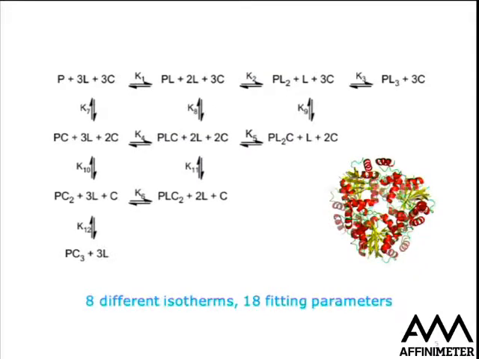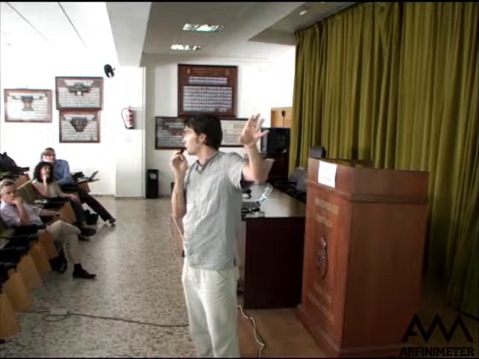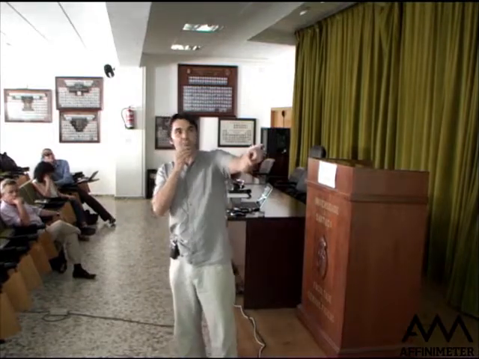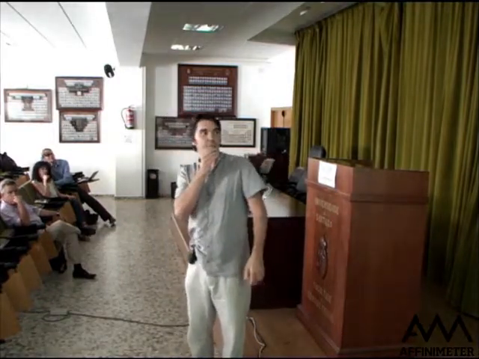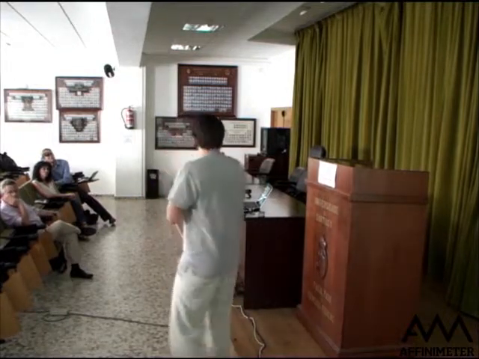This could be quite complicated. This is a real case: the model for a protein with 3 binding sites and 2 ligands competing to bind to these 3 binding sites. All these reactions are possible. All these species are present in the cell, and they have to be taken into account in order to analyze the isotherm correctly. There are 18 fitting parameters, and AFFINImeter can solve this with 8 different isotherms.